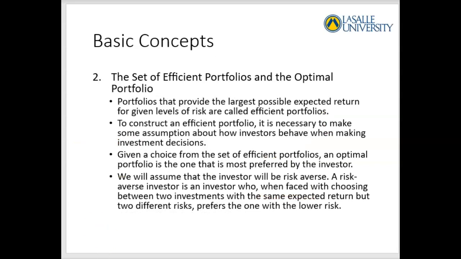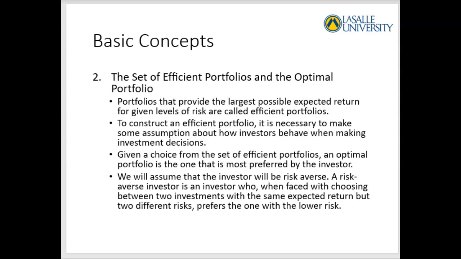Next, we're going to talk about the set of efficient portfolios and what we mean when we say optimal portfolio. So portfolios that provide the largest possible expected return for any given level of risk are generally called efficient portfolios. So for example, if you have 3 different portfolios and all 3 of them have the same level of risk, but portfolio 3 has the highest returns out of the 3, then portfolio 3 can be labeled as the efficient portfolio because it achieves this higher return for the same amount of risk.